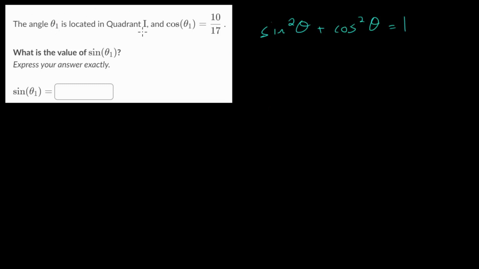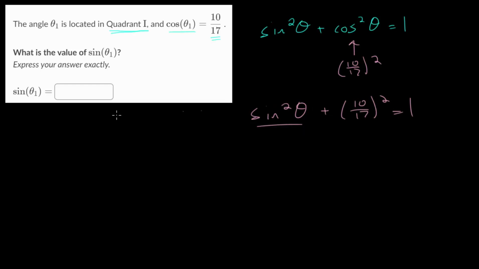Now with this problem, we are told that our angle is in quadrant 1, and we are told the cosine value. And the general idea is that we will take our cosine value here, plug it into this formula, and then solve for the sine of the angle. So to start that, we will replace this with 10 over 17, and we'll have to square that. So we get the sine of theta squared plus 10 over 17 squared is equal to 1.